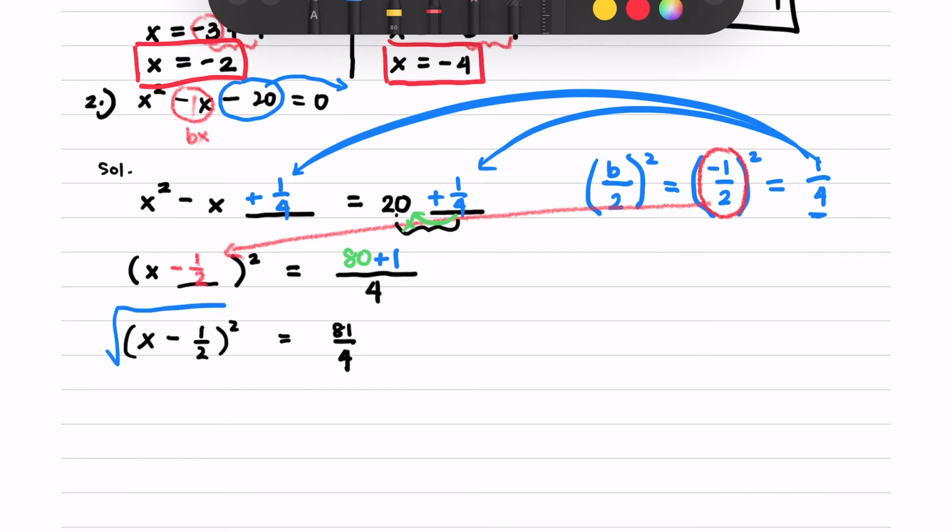So, squared natin siya both sides. So, do not forget the positive and negative. Cancel natin to. This will give us x minus 1/2 equals positive and negative. What is the square root of 81? That's 9. Kasi 9 times 9 equals 81. And what is the square root of 4? The answer is 2.